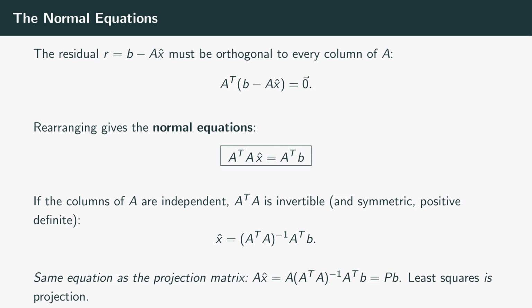These are the same normal equations that defined projection 2 episodes back, and that is not a coincidence, it is the entire point. If the columns of A are independent, the matrix A transpose A is invertible, in fact symmetric and positive definite, very well behaved, so we can solve directly, x hat equals the inverse of A transpose A times A transpose b. And if you multiply that by A, you get A times the projection matrix times b, which is exactly the projection of b, so least squares isn't merely related to projection. Least squares is projection, wearing the costume of a fitting problem.